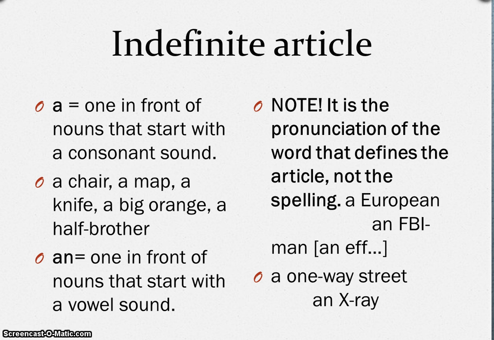And an is used in front of nouns that start with a vowel sound. It is important to note that it is the pronunciation of the word that defines the article and not the spelling. For example, even though a European is spelled with an E, you have a Y sound, which is a consonant sound, and therefore you should have the indefinite article a.